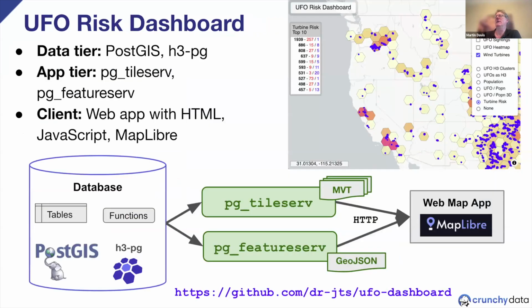So we're going to build a UFO Risk dashboard. We're going to use PostGIS and H3PG on the back end. We're going to use pg_tileserv and pg_featureserv. And we've built a simple web app with HTML and MapLibre and just a sprinkling of JavaScript. And this code is all available in a GitHub repo. You can see the link at the bottom of the screen.